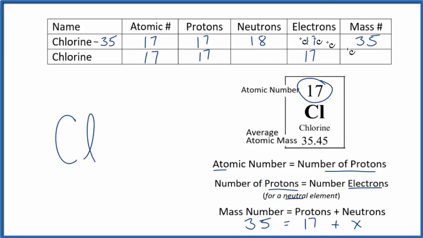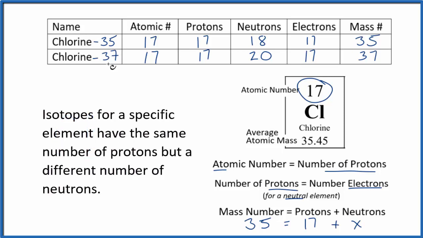We also have some chlorine-37. If it's 37, that means 17 plus something gives us 37. 17 plus 20 gives us 37. We'll call this chlorine-37. There is a chlorine-36, but there's only a trace of that, just a little bit. This chlorine-37 makes up about 24% of the atoms in a sample of chlorine.